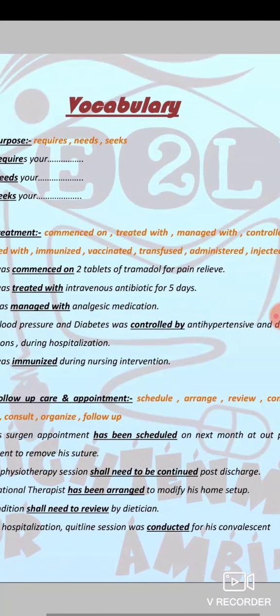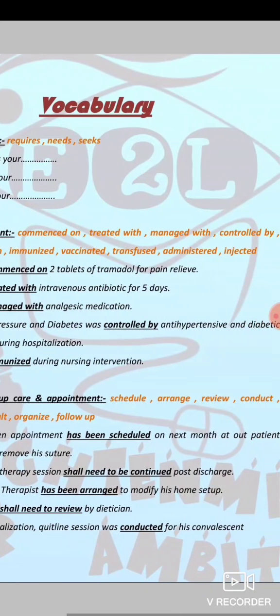Now we can go with transfused. Next vocabulary, transfused. Transfused obviously you have to use for blood or platelets. So in that case you can go with transfused. 3 units of packed blood cells were transfused, or you can say that platelets were transfused during hospitalization.